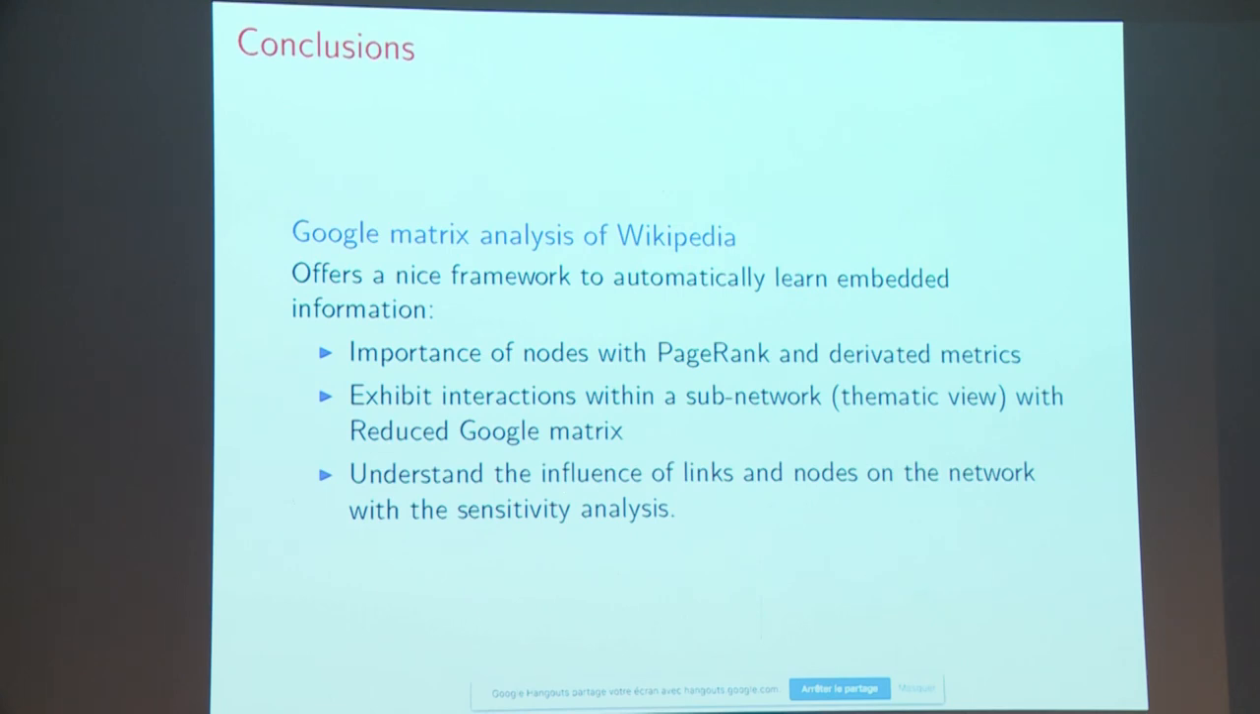What is nice to do with Google Matrix analysis is that you can, of course, capture important nodes, with PageRank or derivative matrices across editions, but you can as well exhibit interactions within a subnetwork, like in this thematic view of this directed Google Matrix network with the reduced Google Matrix analysis. And what is interesting as well is to understand the influence of links and nodes on the network with the sensitivity analysis, which was in the last part of the talk.